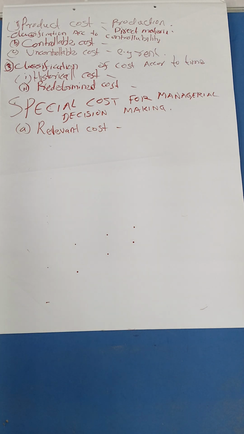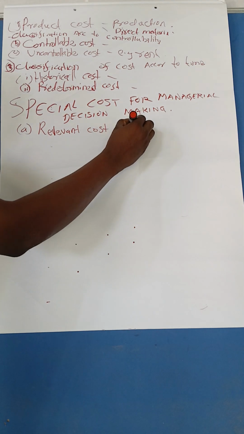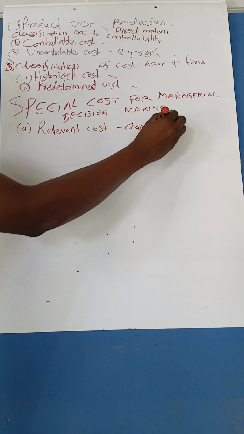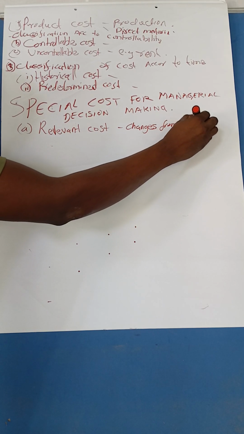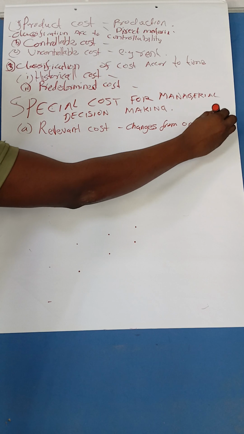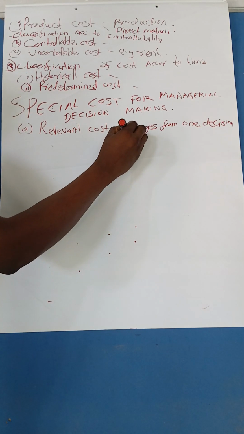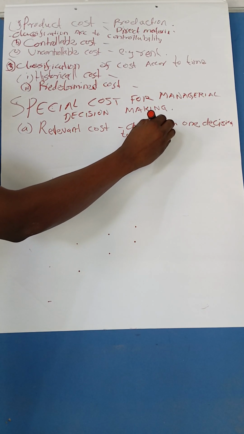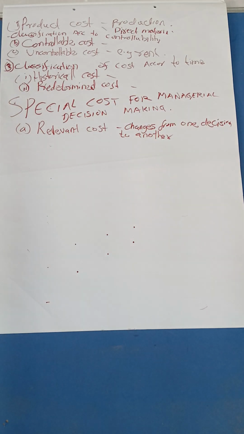These are costs that are affected by the relevant decision from one decision to another. So when we say pay review and all that, they come under relevant cost. They keep changing. There are costs that change from one decision to the next decision. Good. Relevant cost. Then we have irrelevant cost.